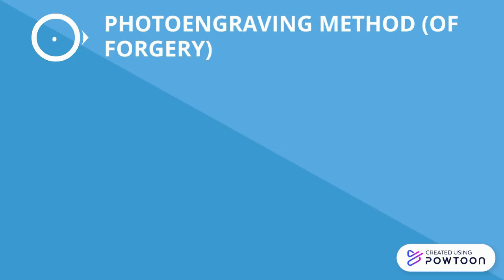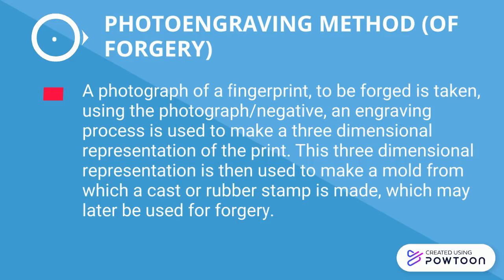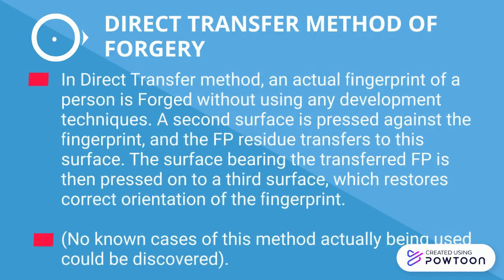Photo engraving method of forgery. A photograph of a fingerprint to be forged is taken. Using the photograph or negative, an engraving process is used to make a three-dimensional representation of the print. This three-dimensional representation is then used to make a mold from which a cast or rubber stamp is made, which may later be used for forgery.